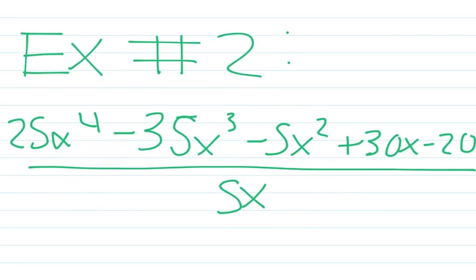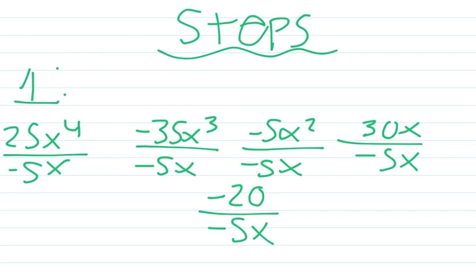So now moving forward, our second example is 25x to the fourth minus 35x to the third minus 5x squared plus 30x minus 20 divided by negative 5x. So like our first example, we section out each number by negative 5x.